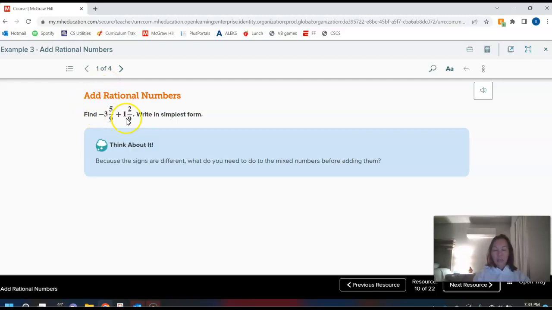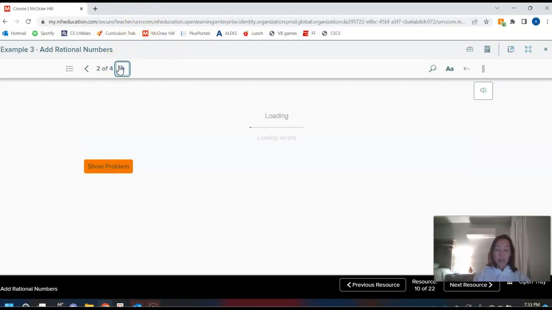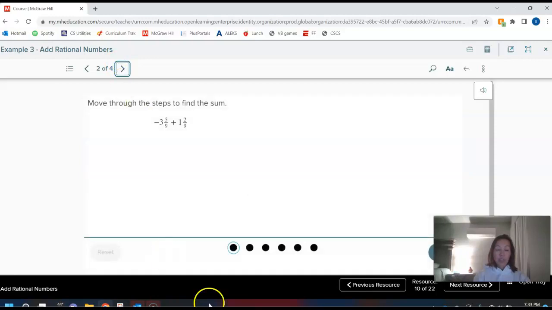with negatives, I think it'll be a little bit easier if we just change it to improper fractions. So we'll start with that. So we're going to take this mixed number and change it to an improper fraction. Remember that to do that, we take the denominator times the whole number.